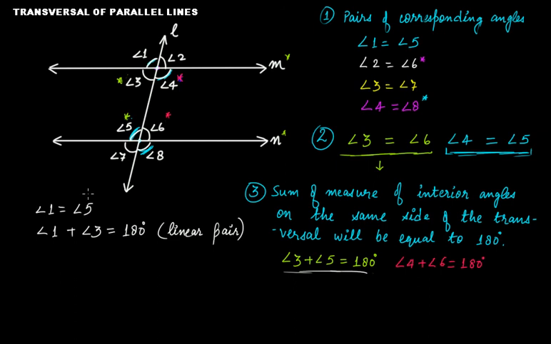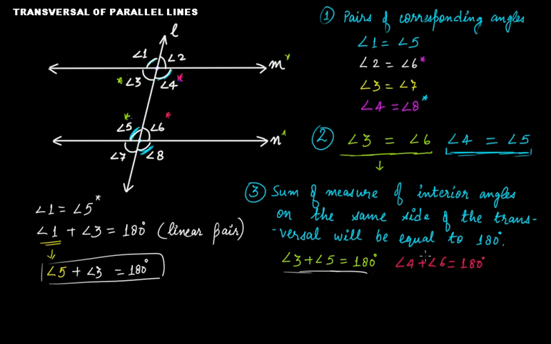Now we know that from here angle 1 is equal to angle 5. Can we replace angle 1 in this case with angle 5? Yes, we can. If you replace angle 1 by angle 5, then angle 5 plus angle 3 will be equal to 180 degrees, right? That's what is here.